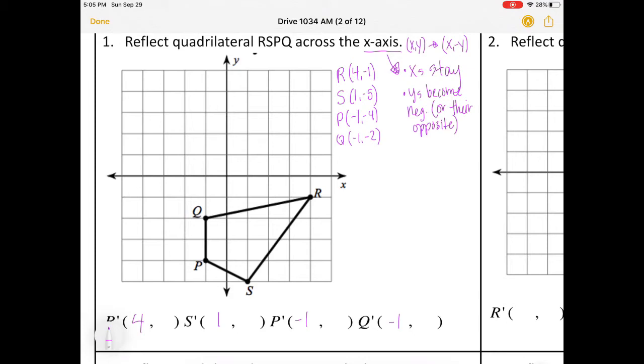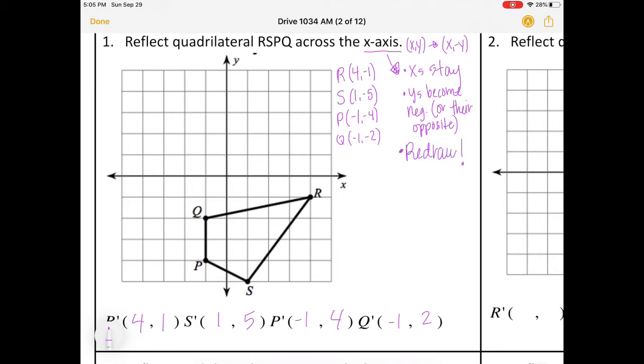All right, now all the y values become negative or their opposite if they're already negative. So in our case, they're going to become positive. So that makes R prime (4, 1), S prime (1, 5), P prime (-1, 4), and Q prime (-1, 2). So again, took my original coordinates, made the y values opposite. All right, and so you always start off with original coordinates, write your new coordinates, and lastly, always redraw, okay? So I want to emphasize that. Redraw.